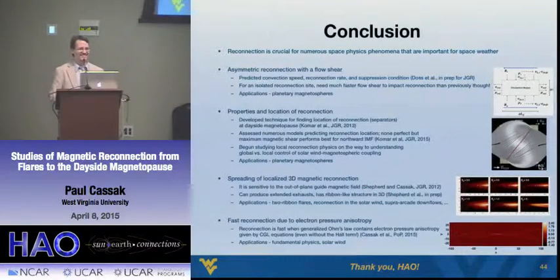So I have a question for you about something you didn't explicitly address, but as a reconnection guru, you might know the answer to or refute. I have this impression that almost independently of whether we're talking about observations, MHD simulations, or kinetic simulations, the reconnection rate is a tenth of the Alfvén speed. Why? Or is it not? If you figure it out, let me know. I'd be happy to put you on the paper.